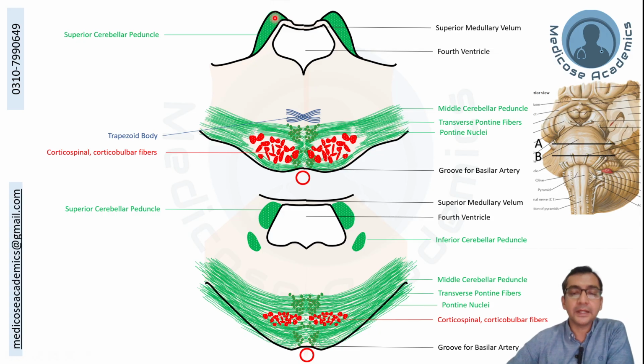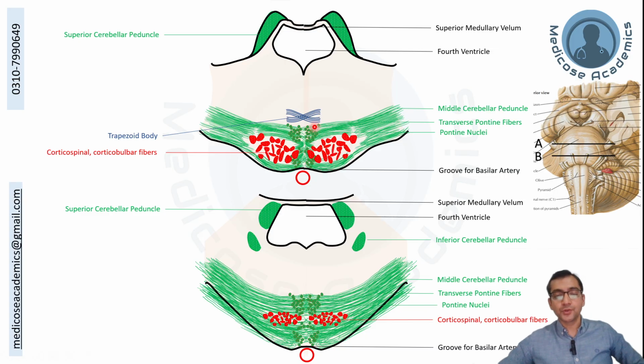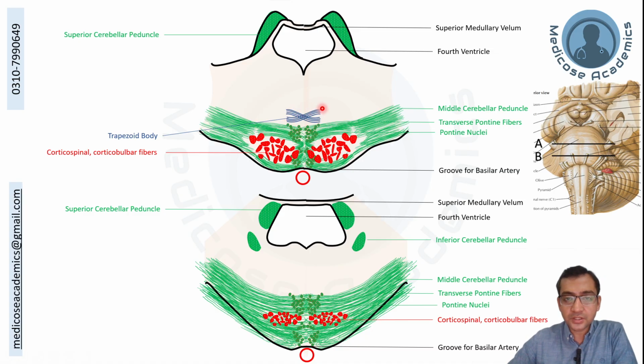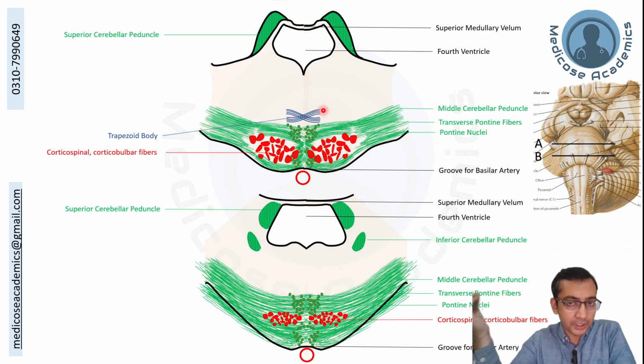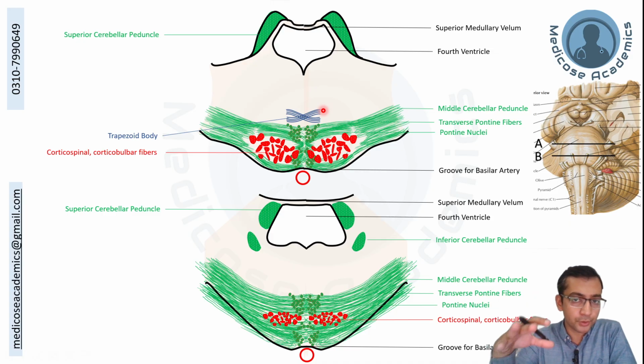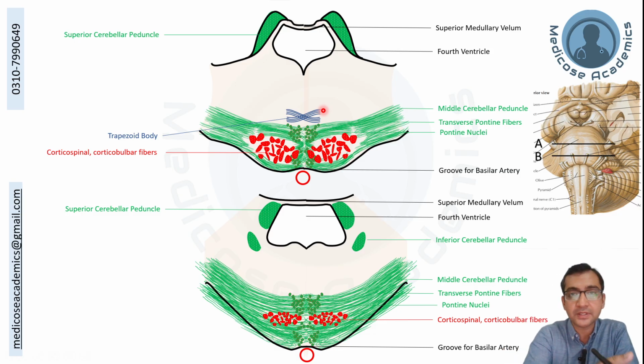Next item on the list is the trapezoid body. There are some nuclei by the same name, trapezoid nuclei, and the axons of those nuclei, and that will also include the axons from the olivary nucleus, cross the midline. These are actually part of the auditory system. The signal that came from your ear, from the spiral ganglion, relayed in the cochlear nuclei, and from there it relayed in the trapezoid or olivary nucleus and crosses the midline. Some cross the midline first and then fuse. So those crossing fibers make the trapezoid body.